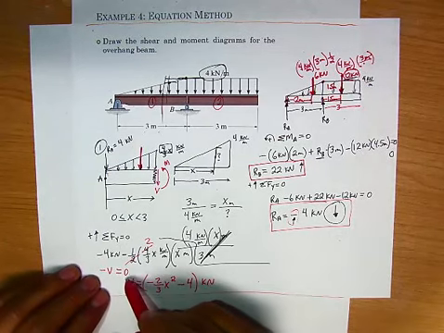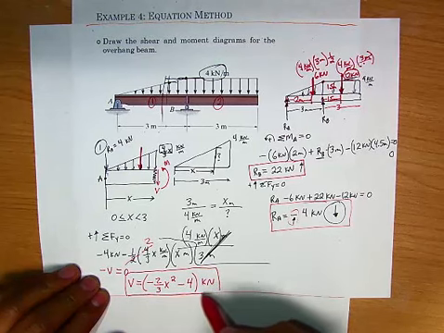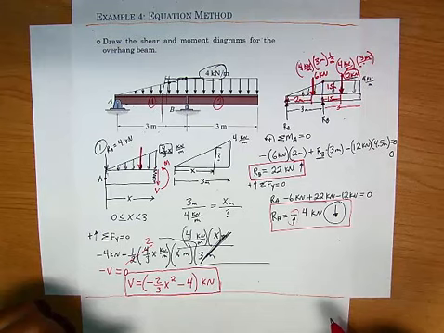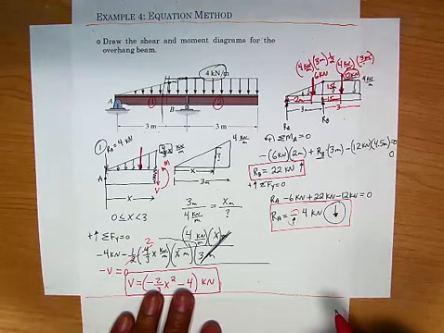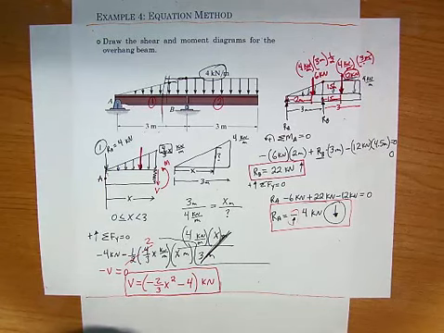So this is where I left off. You can check the previous video. I think I'm gonna call this one part B, and then I'll call the other one part A. So there's the shear equation, valid from 0 to 3. Let's get started with our moment equation.